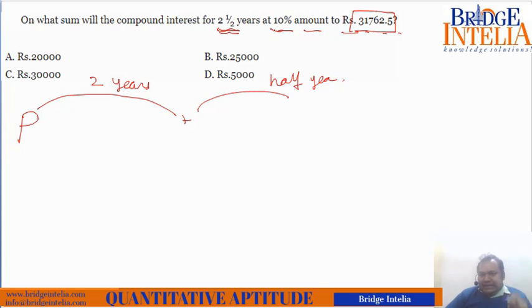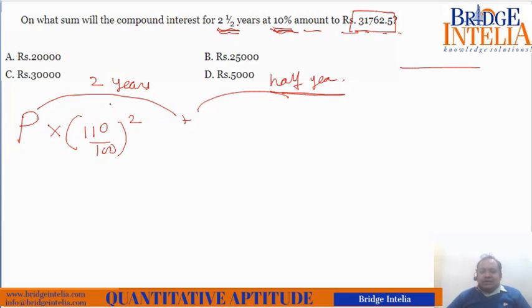So starting with P, increase of 10%. So first P becomes this much in 2 years. You understood how I have written this? Because the rate of interest that the bank is giving you is 10%, so 100 plus 10, 110. So P increases for 2 years. That's why square. Now what will happen in the next half year?